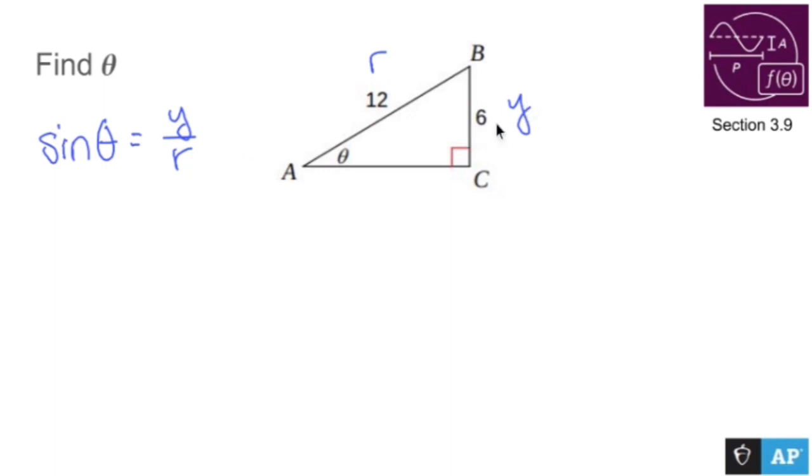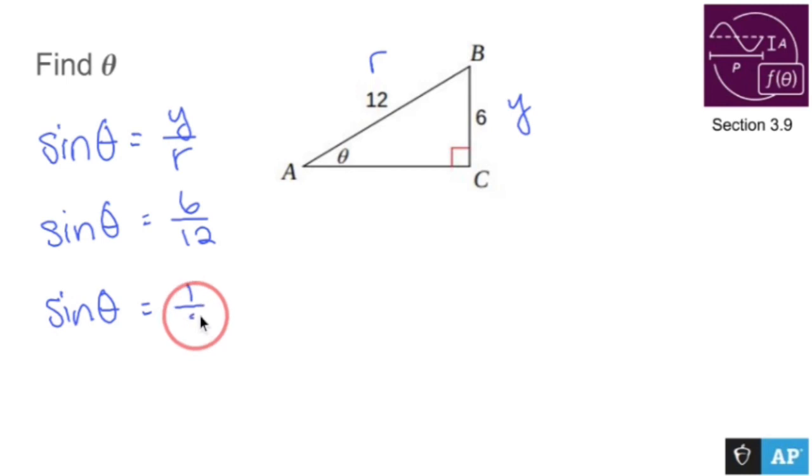Okay, so the y is 6. So sine theta is 6 over the r, which is 12, which last time I checked simplifies out to a half. Now, what this is asking me is, all right, the sine of what angle gets me a half?